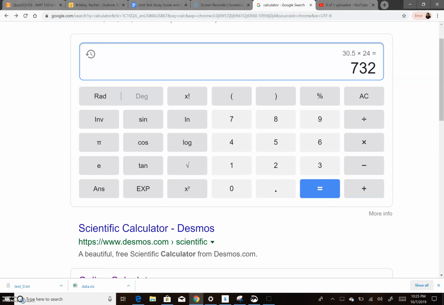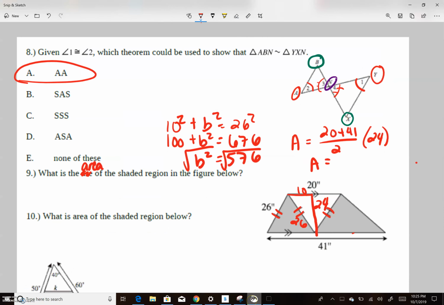So 732. So the area of the entire trapezoid is 732. Do not forget units, inches squared, because it's area. That's the entire thing. Now I need to subtract out just the area of the white triangle.